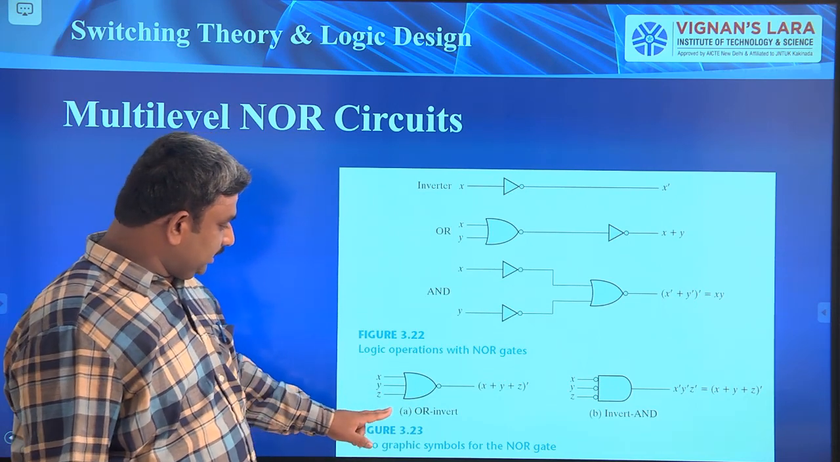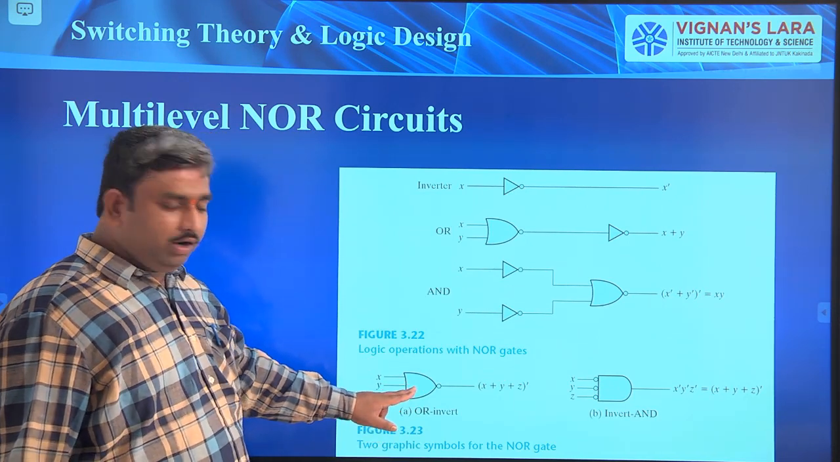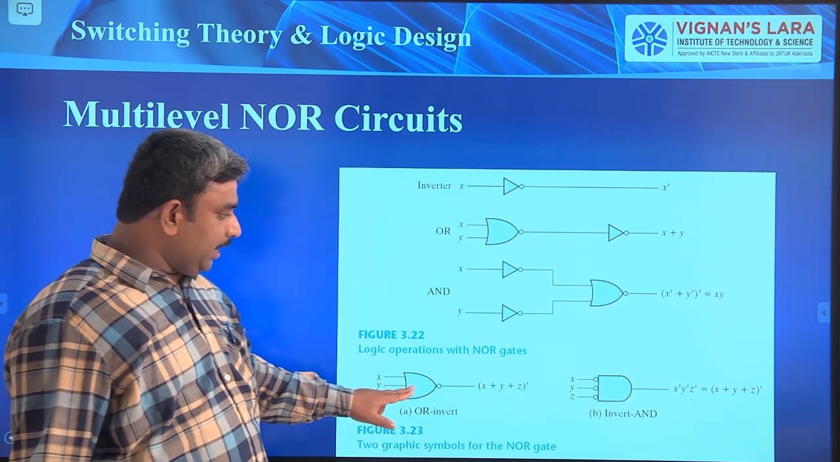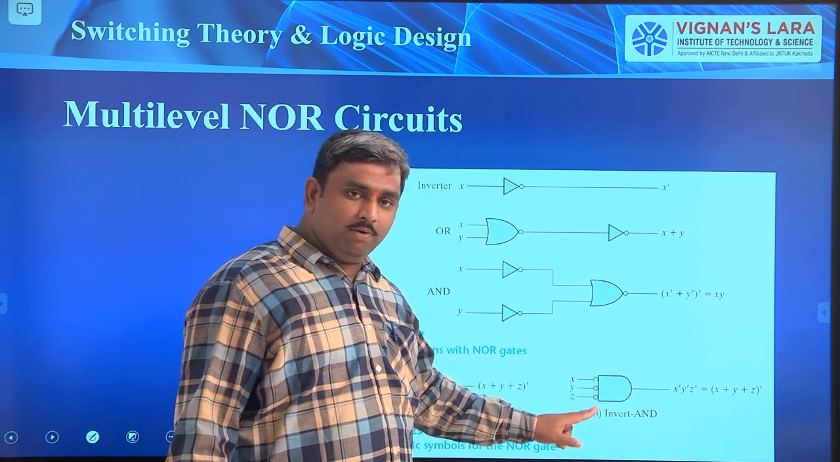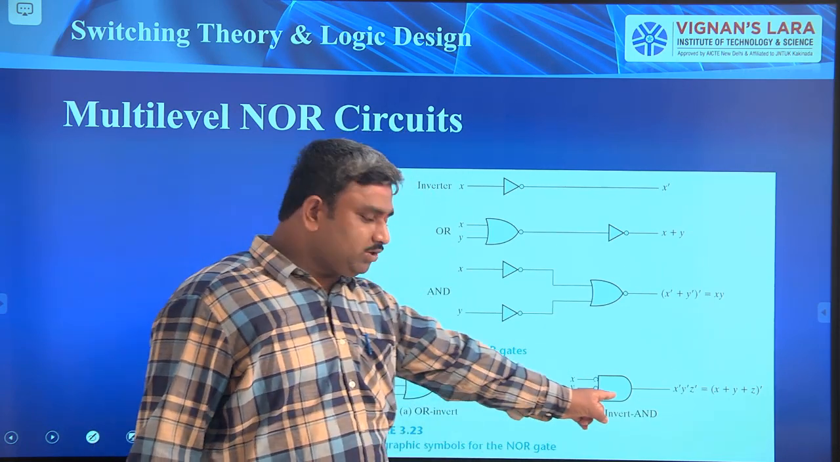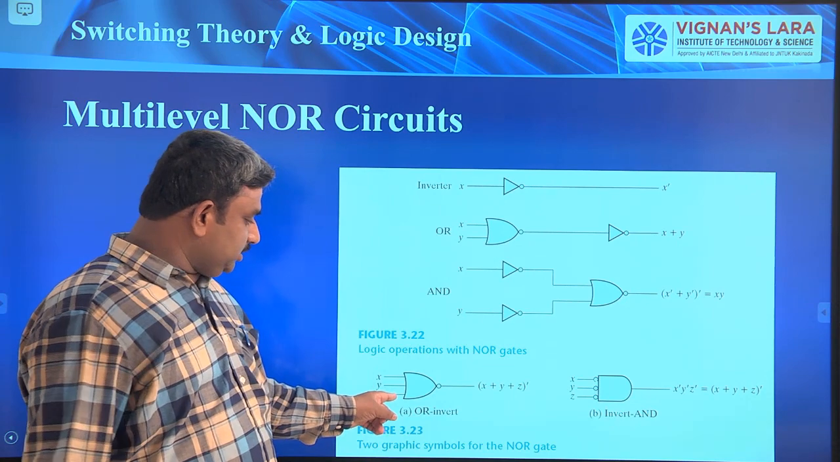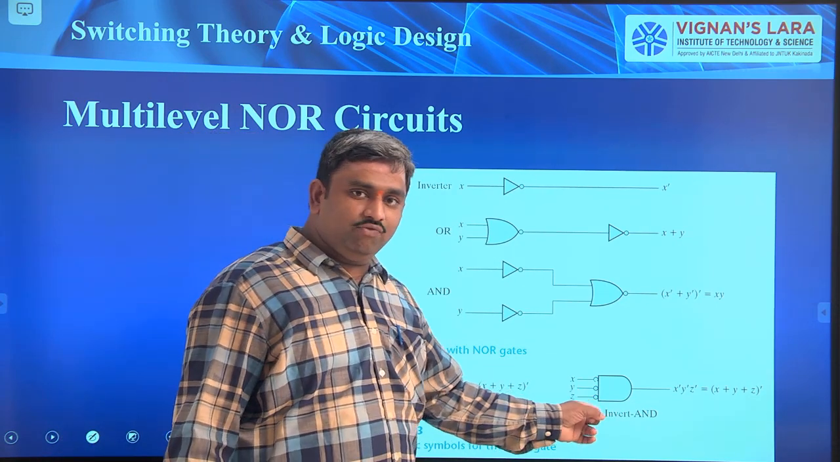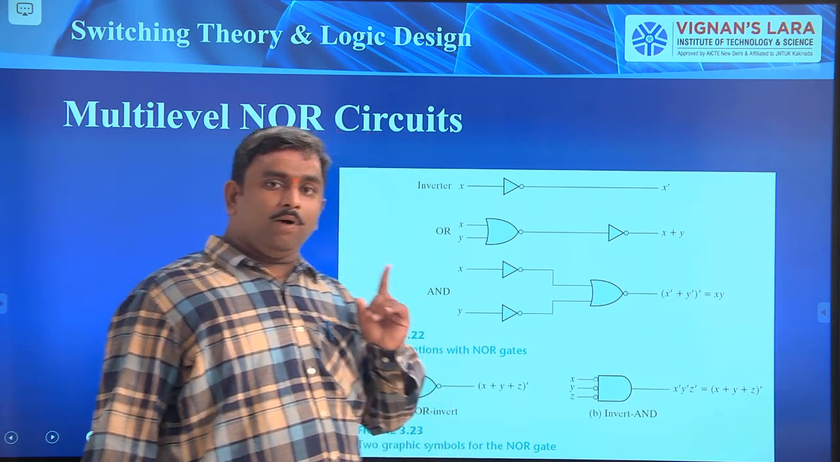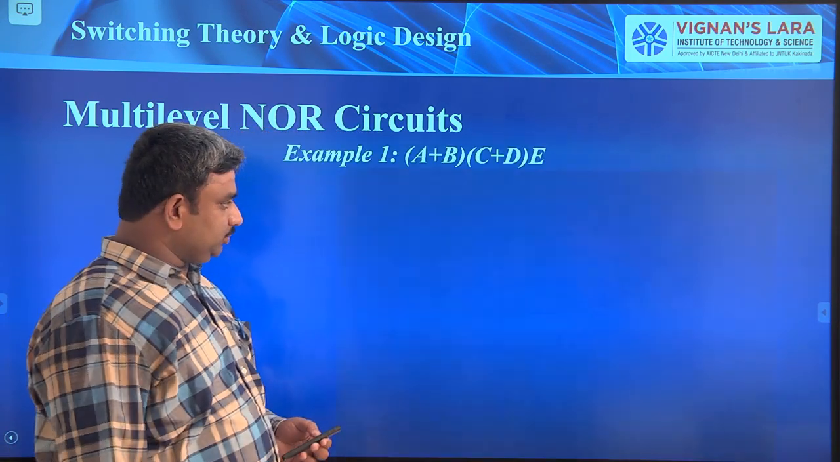Next, see here. This is the OR and invert operation. Generally we call this the NOR gate operation. See here we have bubbles and an AND gate. This is called the bubbled AND gate operation. This is OR invert. This is called invert OR, invert AND. This is called the bubbled OR gate. Bubbled OR gate is equal to the NOR gate operation.